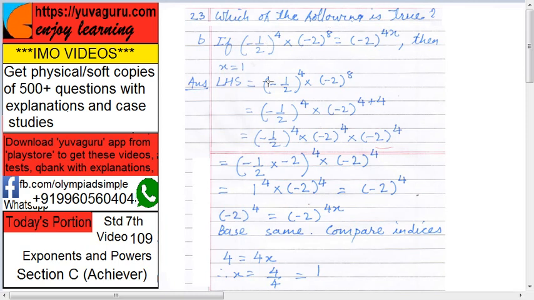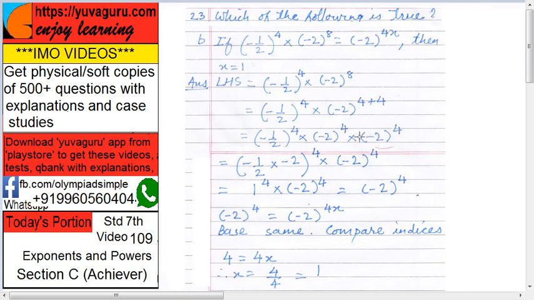Okay. So left hand side equals what? (Minus 1 upon 2)^4 into (minus 2)^8. Solve this. (Minus 1 upon 2)^4 into, this 8 means what? 4 plus 4, right? So separate this. How do you separate this? (Minus 1 upon 2)^4 into (minus 2)^4 into (minus 2)^4.